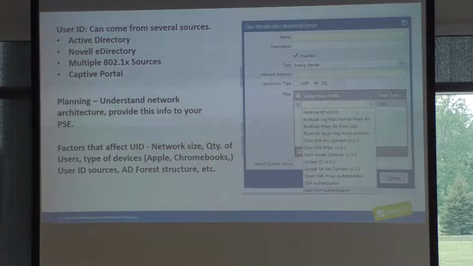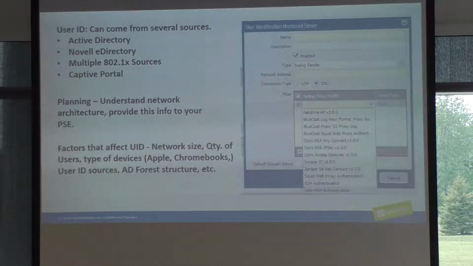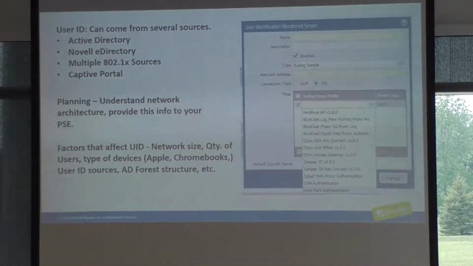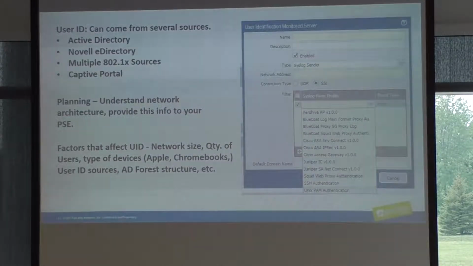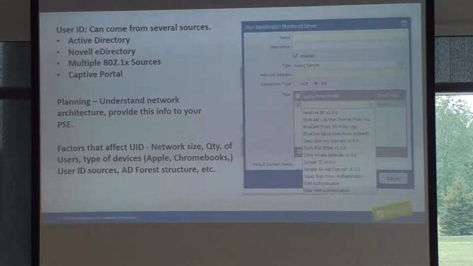So essentially when it comes to deploying user ID, these are the factors that can affect it. Things that we have to consider are network size, because obviously a user ID implementation for a one-site company is going to be a lot different than a multinational company that has offices in multiple countries. The other thing is the quantity of users. A single site that has 150,000 users is going to be different than a multinational company that has 2,500 users globally. So you can see there are different sliders that affect everything.